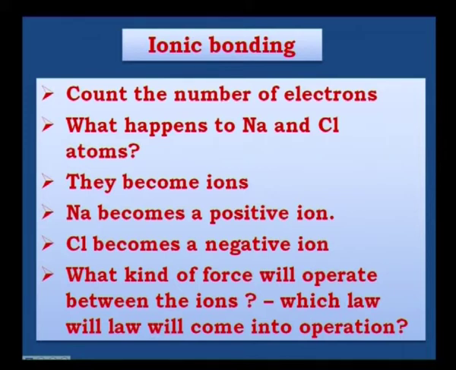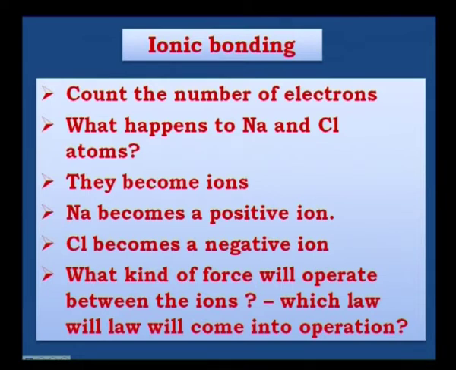Count the number of electrons. What happens to sodium and chlorine atoms, right? The electron numbers are to be counted in Na and Cl. A neutral sodium atom will have 11 electrons, neutral chlorine will have 17 electrons. They ultimately become ions. Na becomes a positive ion and chlorine becomes a negative ion. How will they become ions? That of course, you should know, right.